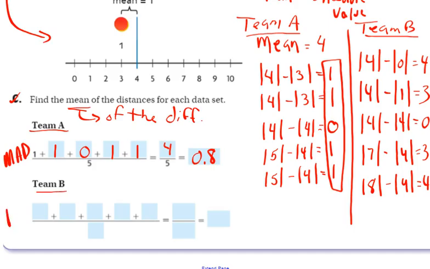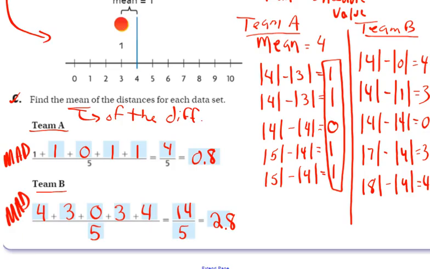All right, so let's calculate the MAD, mean absolute deviation, for Team B. The differences were 4 plus 3 plus 0 plus 3 plus 4, all divided by 5, because I have 5 differences. You add that up, you get 14 divided by 5. And if you take 14 divided by 5 in your calculator, you get an answer of 2.8.